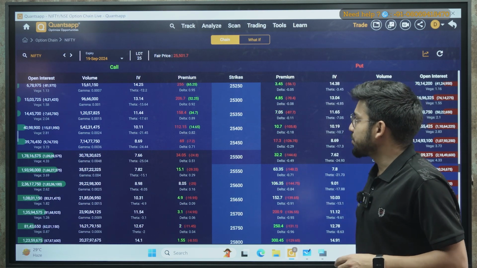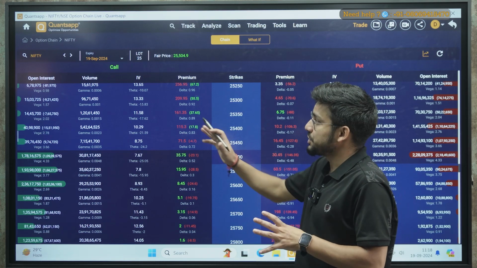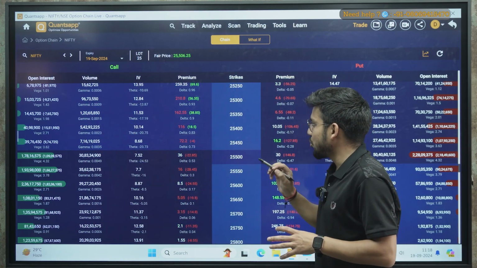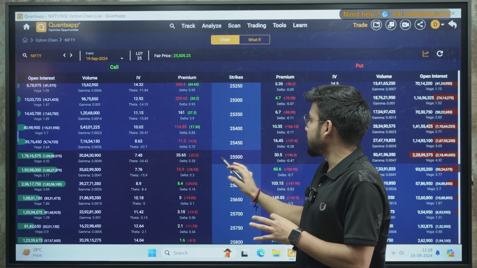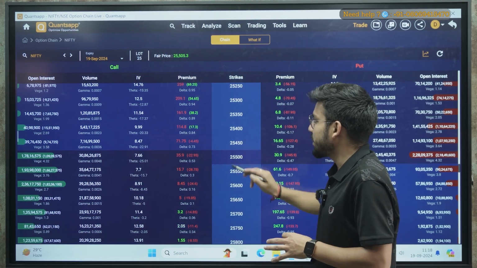Now in the option chain, I can see right now it is the option chain of Nifty. In the option chain of Nifty I can see my market is close to 25,500. It is moving at 25,506, so this is my OTM price.